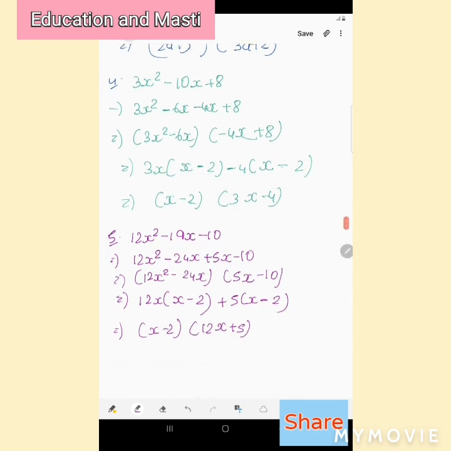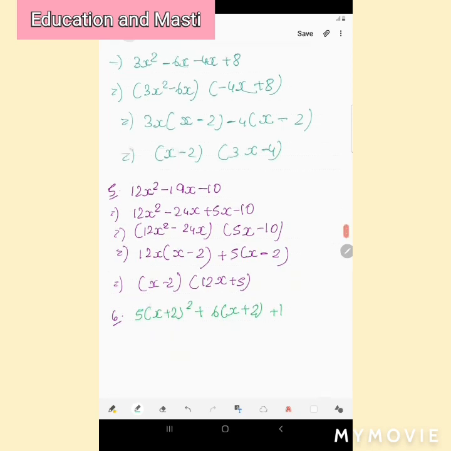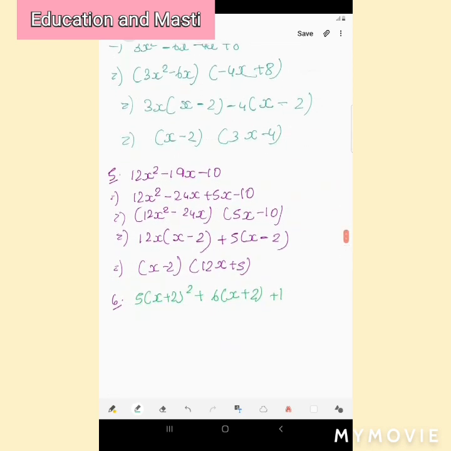Okay, now let's solve the next and the last question, that is question 6, and this will be a little bit different. The 6th question is 5(x plus 2) square plus 6(x plus 2) plus 1. So you might be thinking how we have to solve this question, because it is a little bit different. But this is a very easy question, similar to the questions we have solved. Here one thing we have to do is remove this x plus 2 and keep something else in that place.